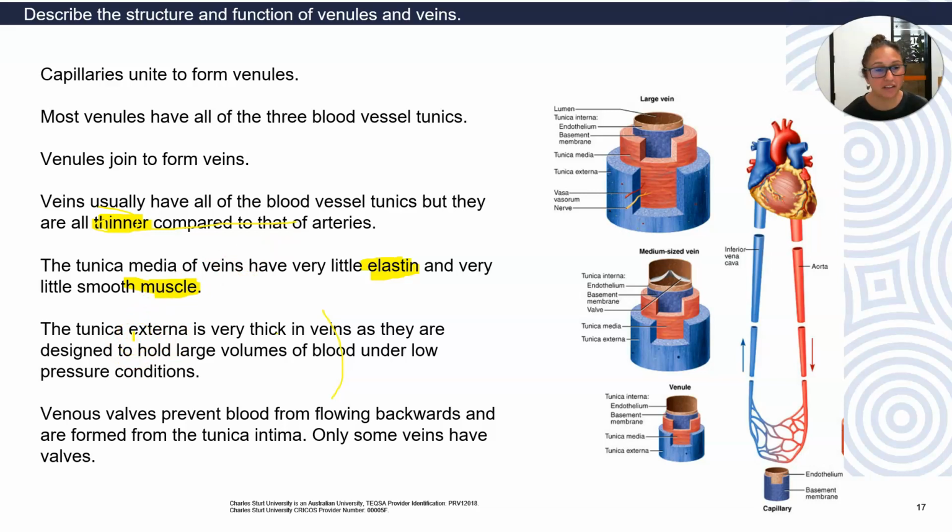Another thing to think about with veins, particularly the large veins and the medium veins, and also the venules, they're designed to hold a lot of blood, but the pressure is actually quite low, whereas the arteries deal with blood coming through them at higher pressure. And the other difference between an artery and a vein is that medium-sized veins actually have valves, and we're going to look at those later.